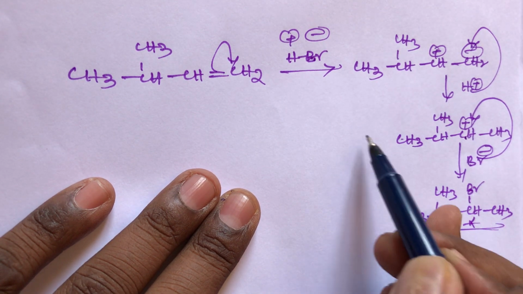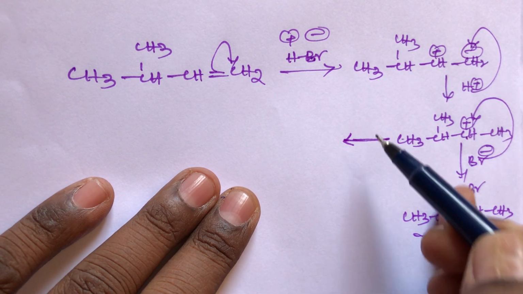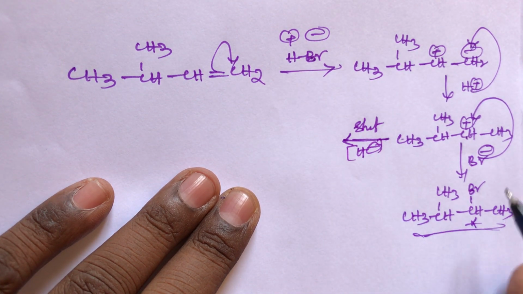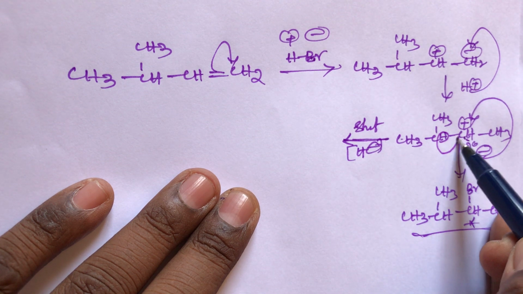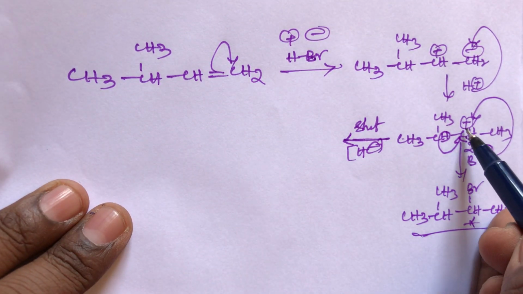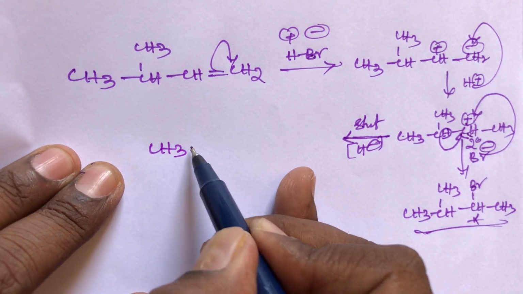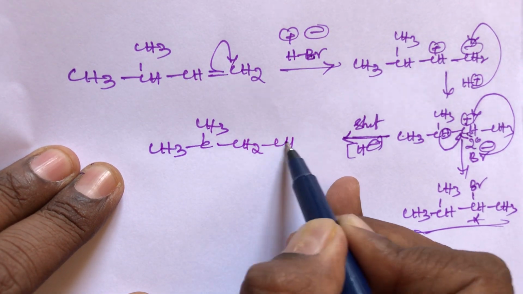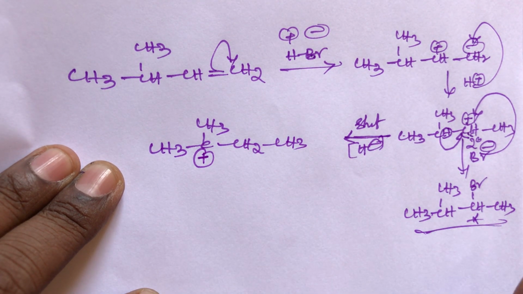Now, with the secondary carbocation, there is one more step, students: rearrangement of the carbocation, or shifting of hydride, H−. Here the secondary carbocation wants to become a tertiary carbocation. So the hydride shifts toward the right-hand side, and the positive charge moves to the tertiary carbon. The intermediate is now CH3 C+(CH3) CH2 CH3. So a tertiary carbocation is formed, through rearrangement of the carbocation.